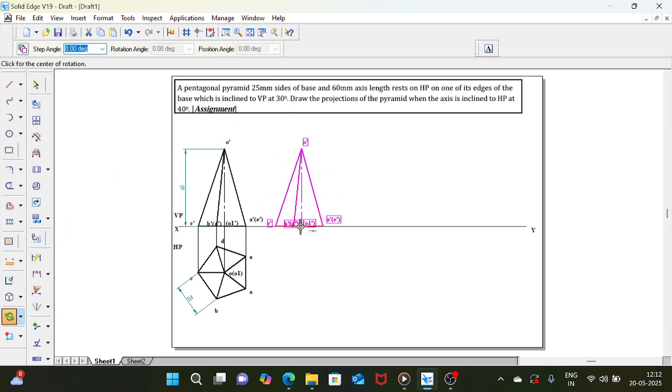Rotate the baseline. You cannot rotate the axis directly. If you try to rotate the axis, you see part of the drawing is going below the XY line. That is not acceptable. That's why you rotate the baseline instead of the axis line. Rotate the baseline. So base inclination is equal to 90 minus axis inclination.